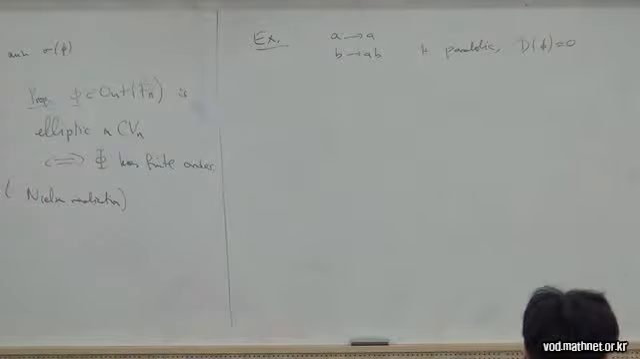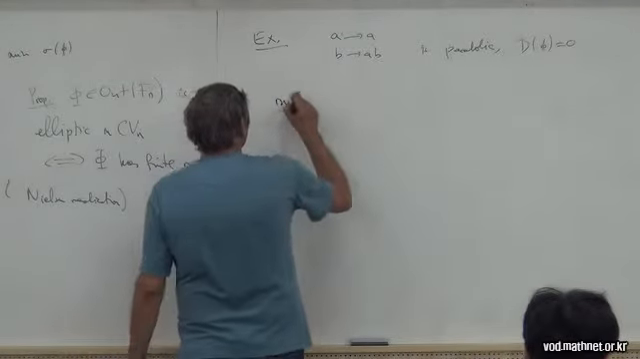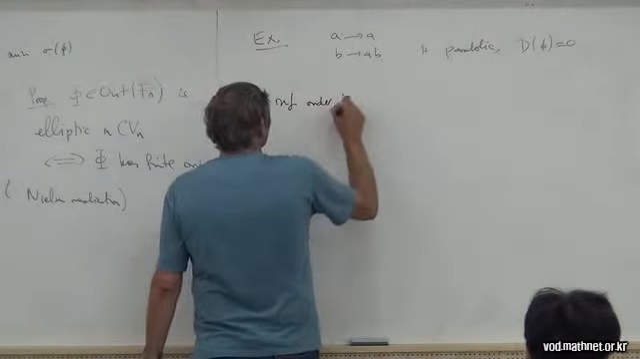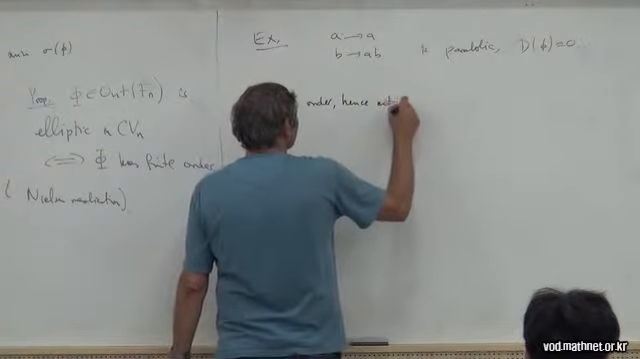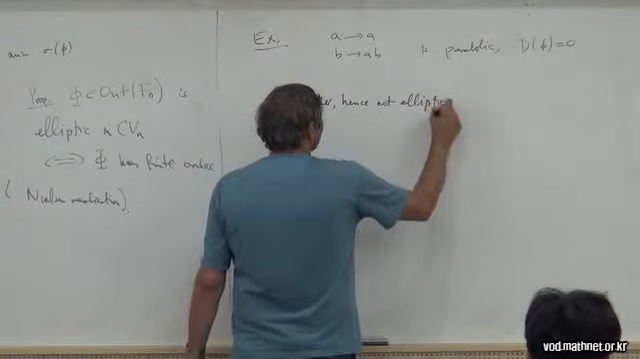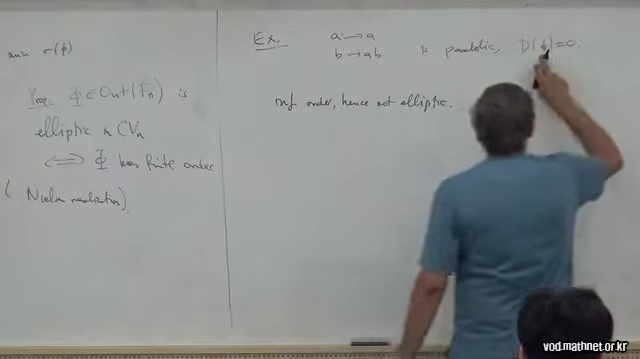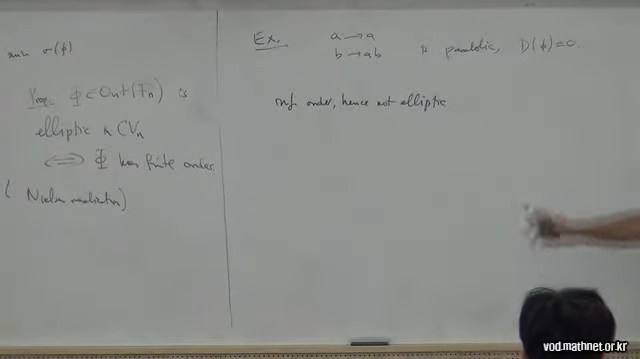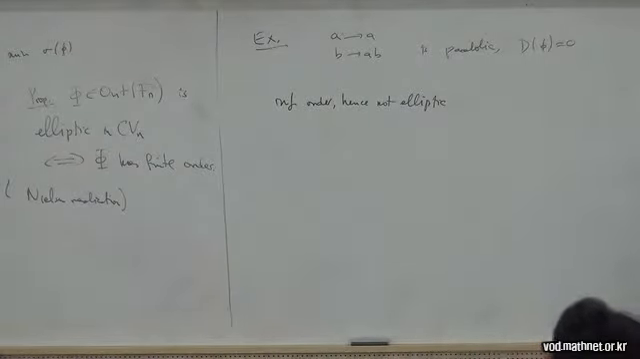Okay, so why is that? Well, it cannot be elliptic, right? Because it has infinite order. Right, so infinite order, hence not elliptic. And so all I have to prove is that the displacement is 0. In other words, I have to find points that move an arbitrarily small amount.